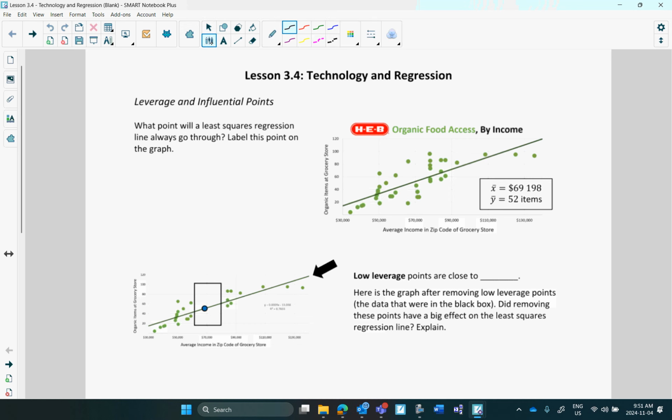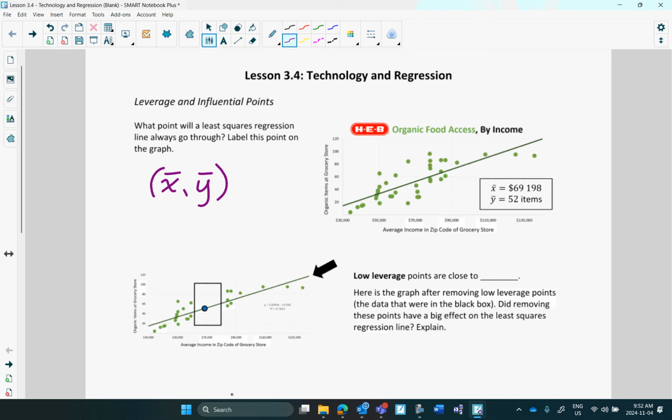That point is the mean of the x values, comma, the mean of the y values. So if you take the average of all the x values, take the average of all the y values, that point, when you put them together, will always be on the line. And then you can actually use standard deviation to find the slope, but we're not going to talk about that. We're actually going to use our graphing calculator to help us find least squares regression line equations.